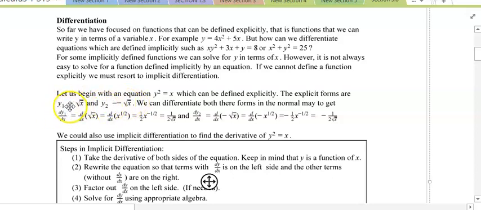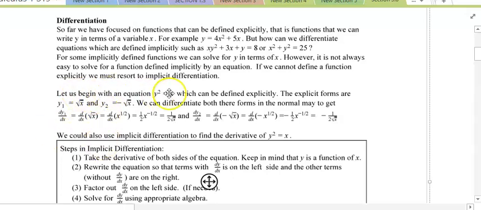Note that this y sub 1 and this y sub 2 are really just two equations in y. We could have said y is equal to root x and y is equal to negative root x, but this is just for differentiation of these. It does not mean that these are actually numerical values. They're still functions.